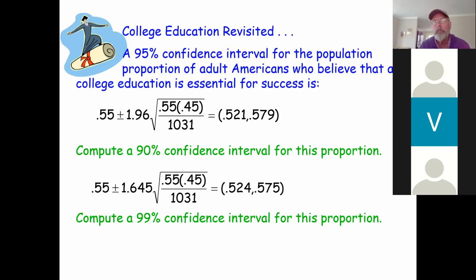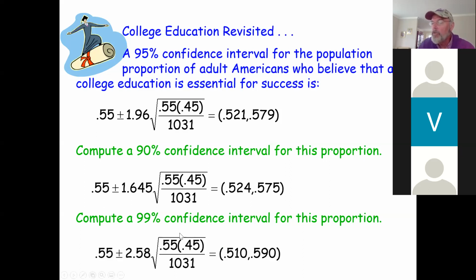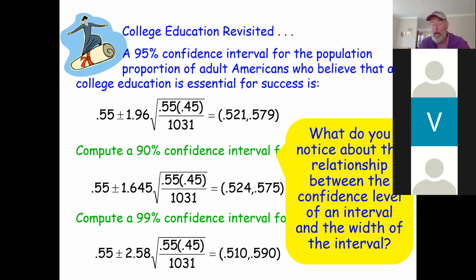Okay, right? Just for our purposes, this is the z-score that goes along with 99% confidence. So we go from very, very wide to medium wide, and then the more narrow confidence interval. Questions about that?